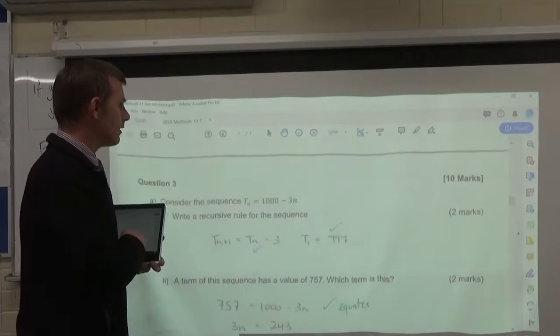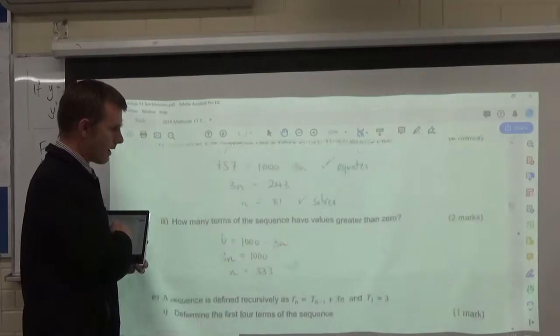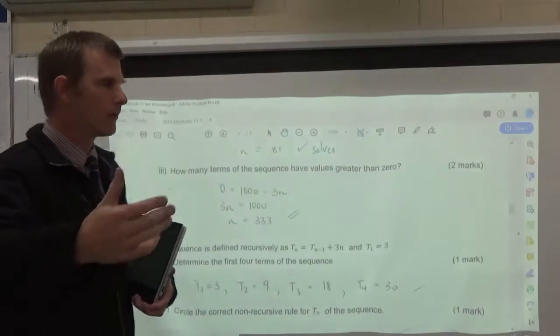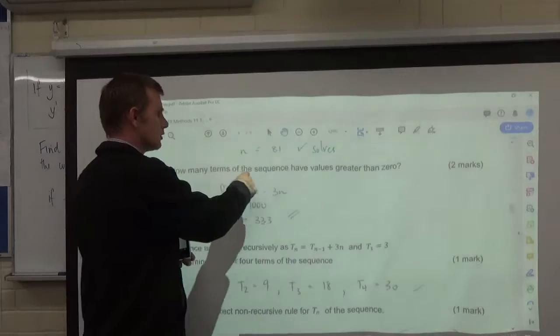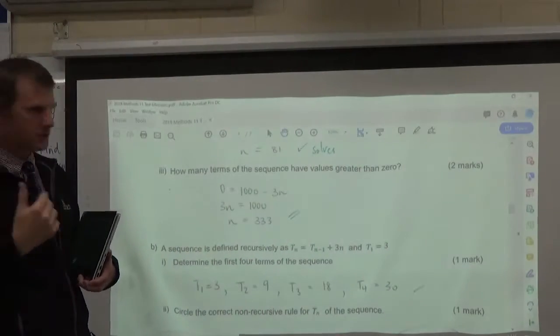How do I know that? Well, it's going down, isn't it? So if I round up, I'll actually be past where I want to go. If I round down, I'll be before where I want to go. How many terms have a value greater than 0? I want to be there, don't I? That's where I want to be.